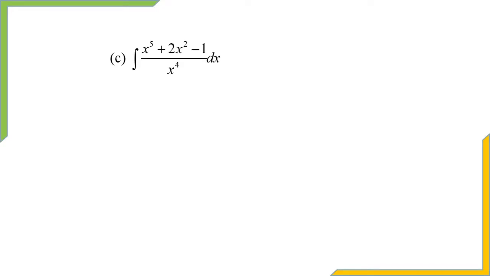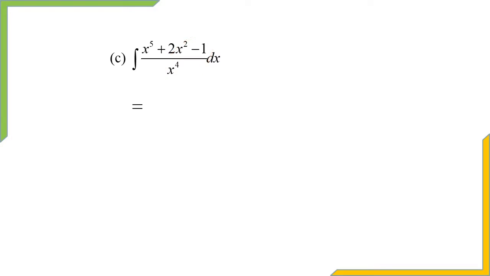Okay, for question C. Do we have a quotient rule for integration? We don't know anything about a quotient rule. The quotient rule is only for differentiation. So how do we do this type of question? Here we actually have a common denominator, which means we can separate the terms. So we separate it into x to the power of 5 over x to the power of 4, and then 2x squared over x to the power of 4, and then 1 over x to the power of 4. So we separate each of these terms.